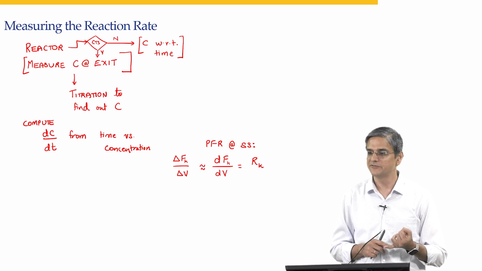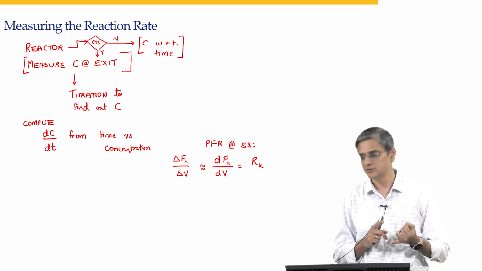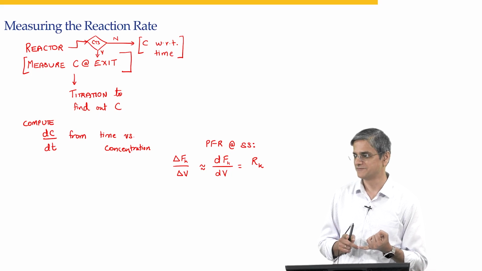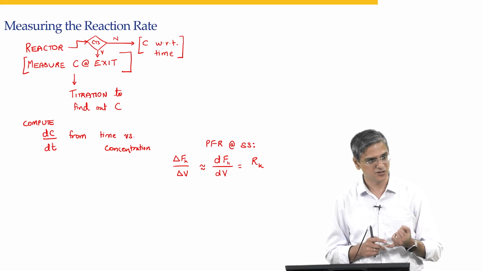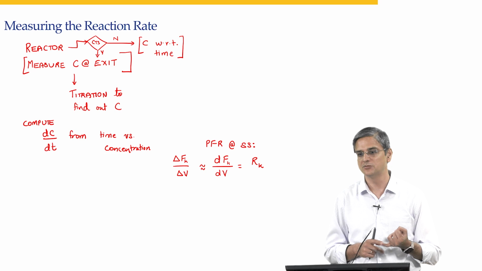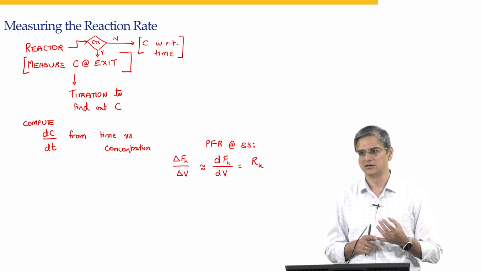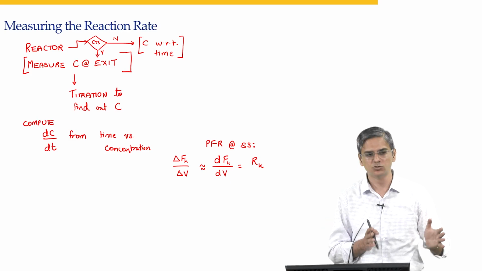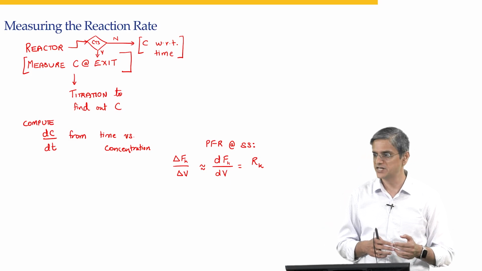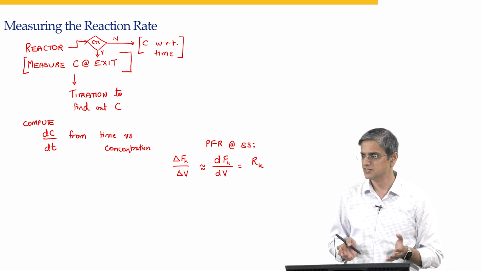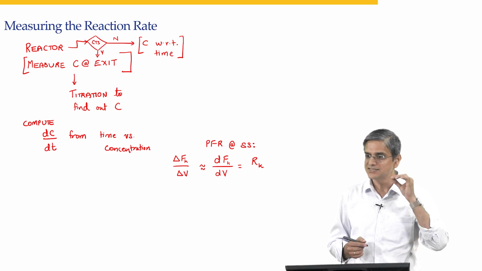How do you determine if delta V is small enough, to ensure your delta F is small enough? Delta F is nothing but Q multiplied by C. Let us assume that Q is constant and take Q out of the delta, so it is Q multiplied by delta C. So, you ensure that the delta C is small.